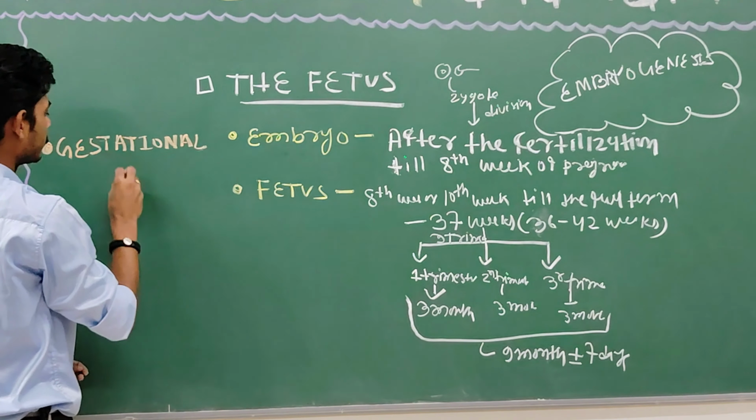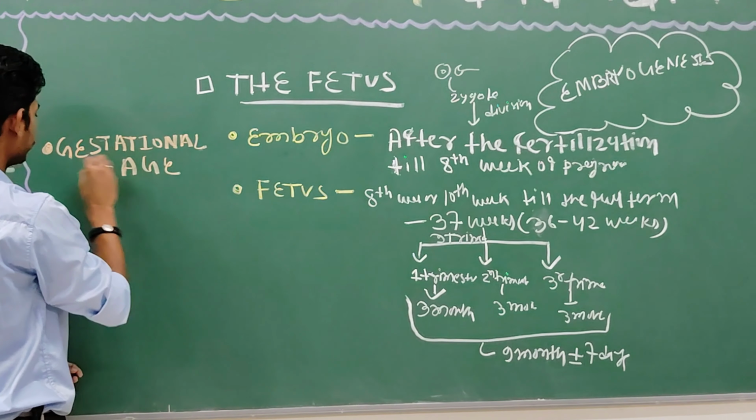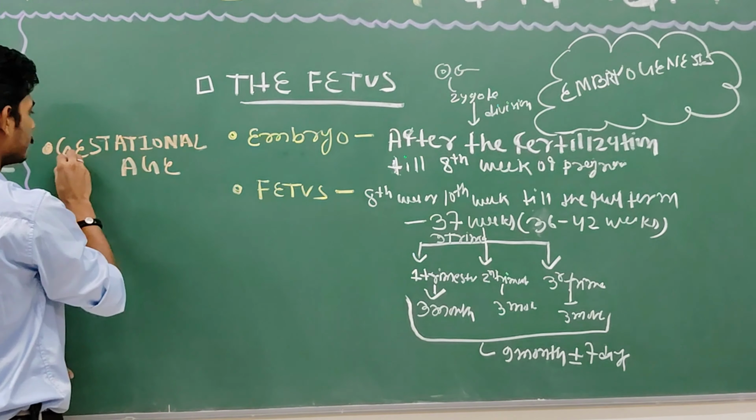Gestational age. So gestational age is the duration. The first thing we have to understand here is that whenever a female conceives, she misses her periods, isn't it? Why? Because the female reproductive system undergoes endocrinological changes; her hormones are altered.